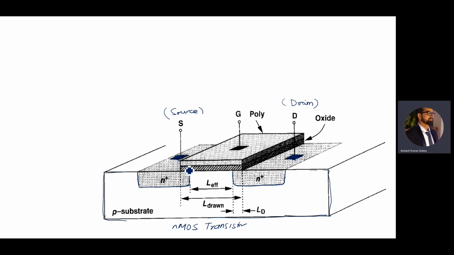Now this region is the oxide region, SiO2, silicon dioxide. This is the oxide region which separates the p substrate and the gate. So this is our gate, which is polysilicon. This is the connection of the gate, and this one is our gate.